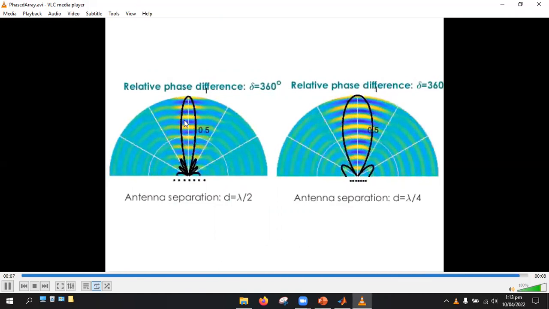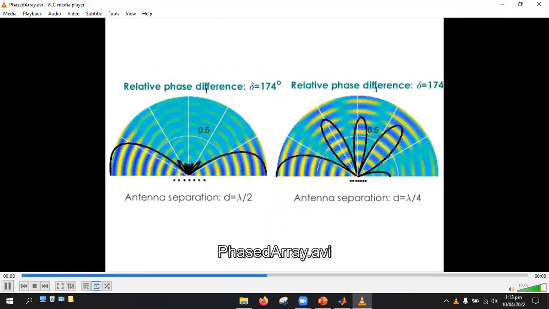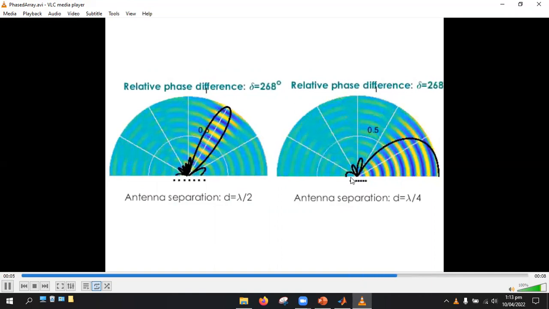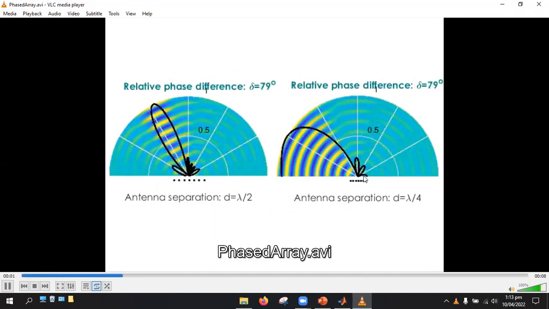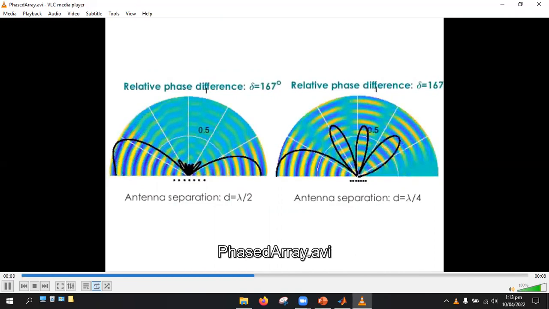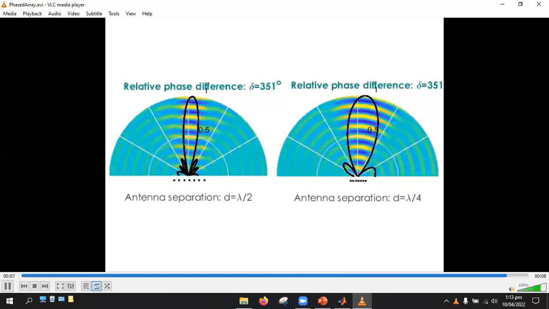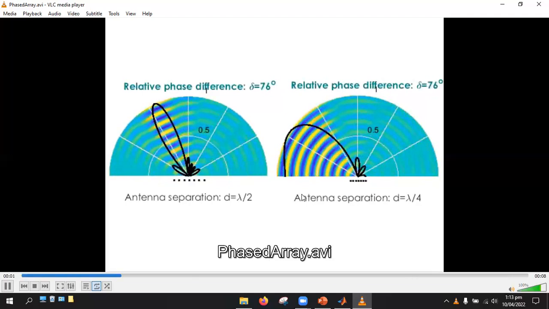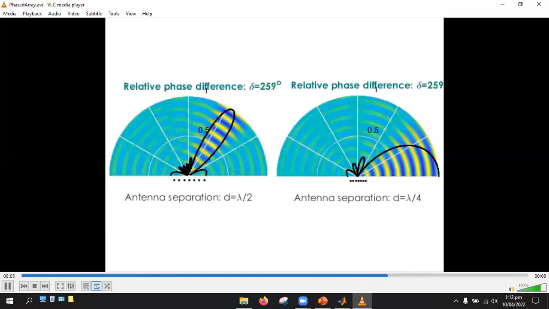Then what we observe is a change in the shape of the main lobe, in addition to the number of side lobes. At some points, there are multiple main lobes that can be generated, and at other times the side lobe will dominate compared to the main lobe. So this one was for the entire 360 degree orientation of the beam.